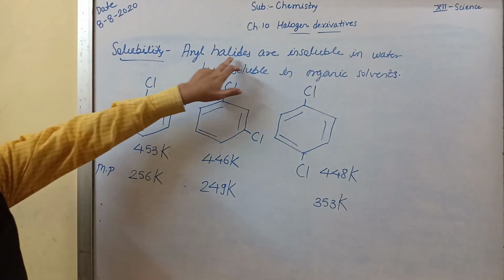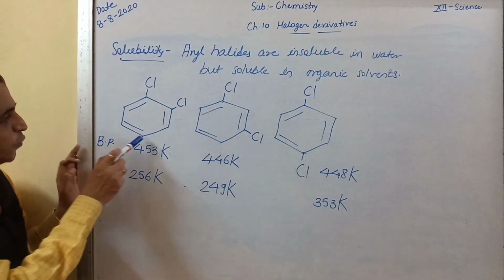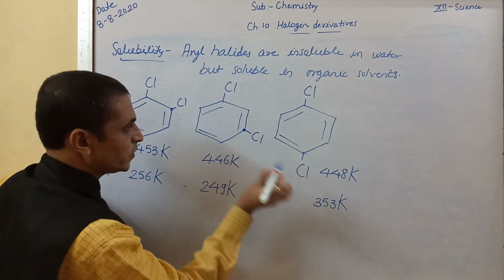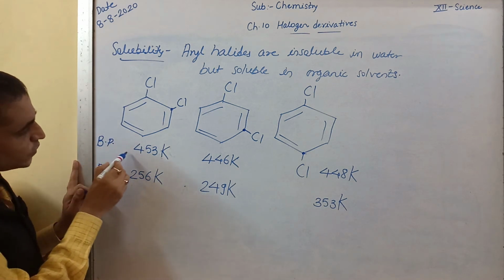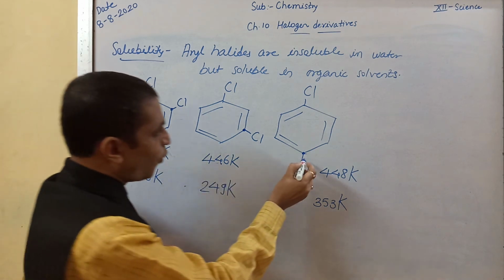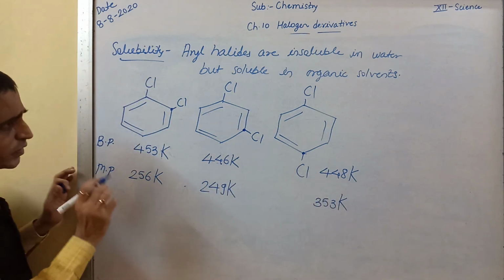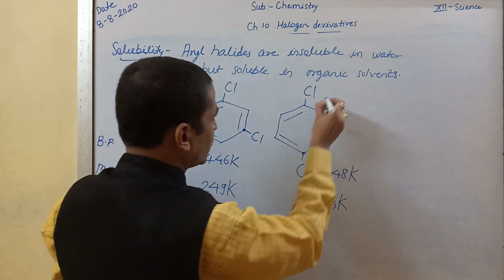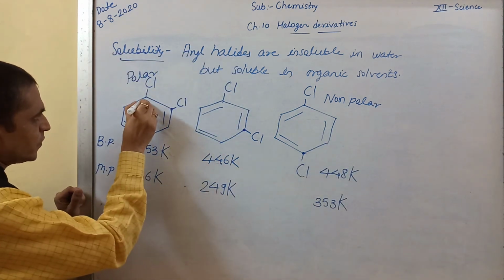Now you know that aryl halides are also insoluble in water but soluble in organic solvent. See this example: ortho dichlorobenzene, meta dichlorobenzene and para dichlorobenzene. See here, the boiling points are almost the same: for ortho 453 Kelvin, for meta 446 Kelvin, and for para 448 Kelvin. But first of all, remember this one is polar, and this one is non-polar.